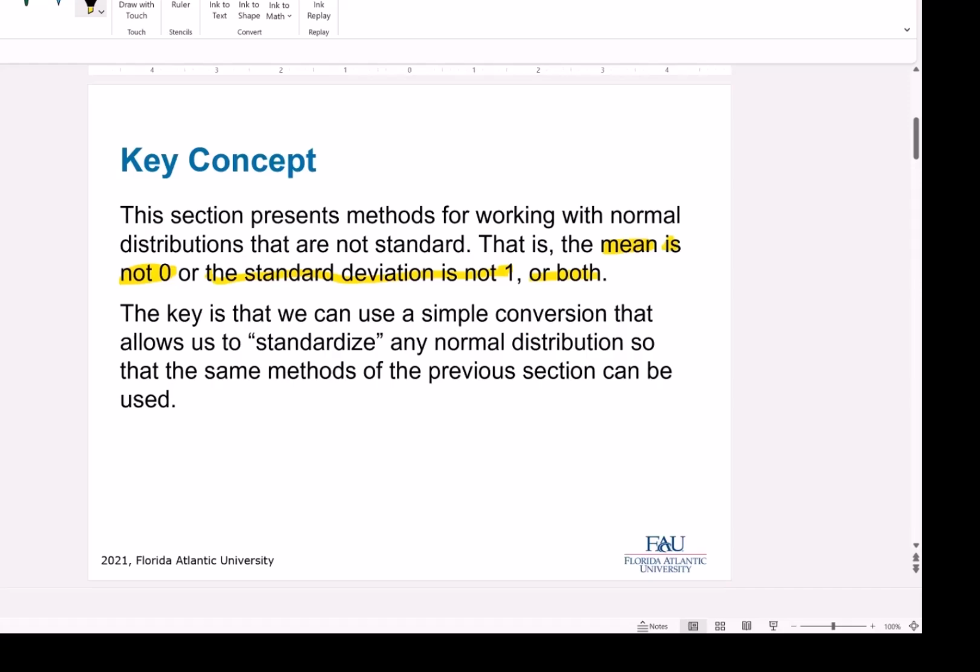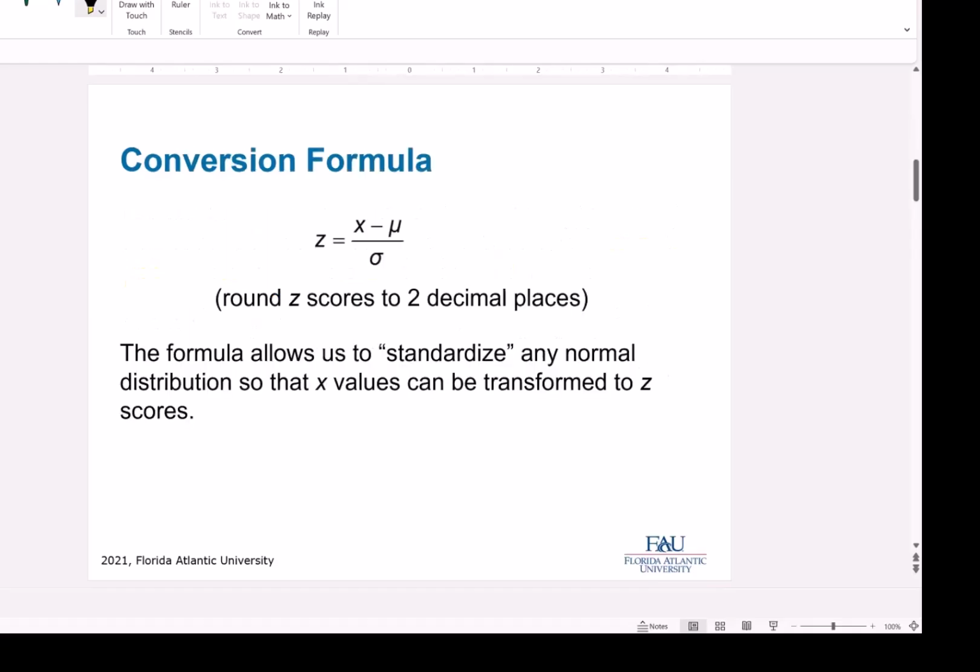The key is that we use a simple conversion that allows us to standardize any normal distribution so that the same methods of the previous section can be used. There's our formula. Z equals (X minus mu) over sigma. X is the value that you're using to find the probabilities. This formula allows us to standardize any normal distribution so that the X values can be transformed to Z scores.